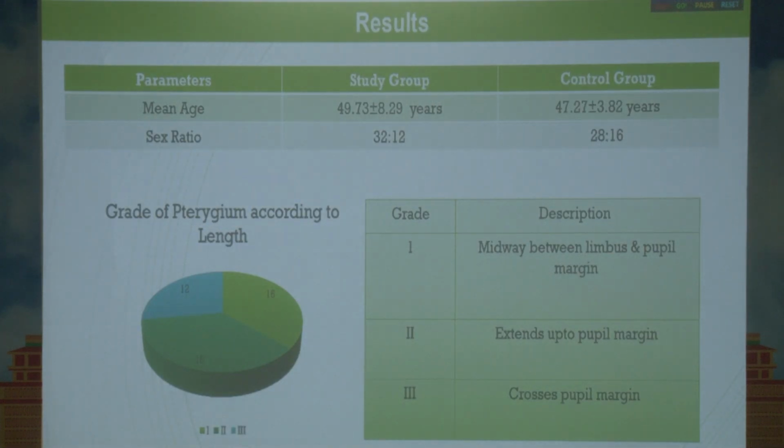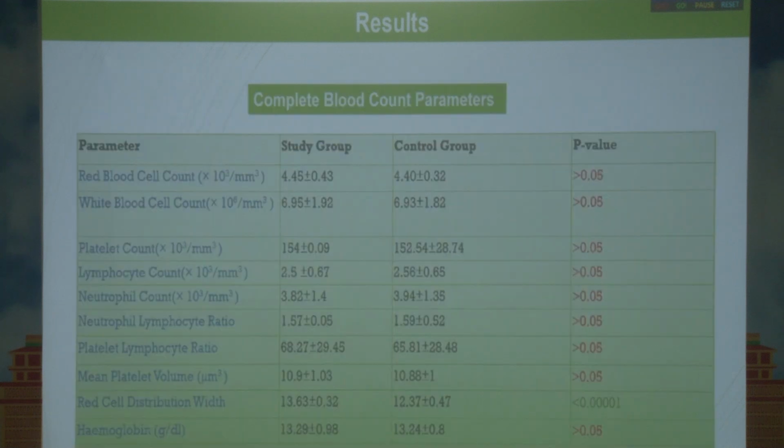Here we can see the mean age and sex ratio in both the groups, which appear to be comparable, and also the distribution of the patients according to the length of the pterygium, where 16 patients belong to each of grade 1 and 2, and 12 patients belong to grade 3, where the pterygium had already crossed the pupillary margin.